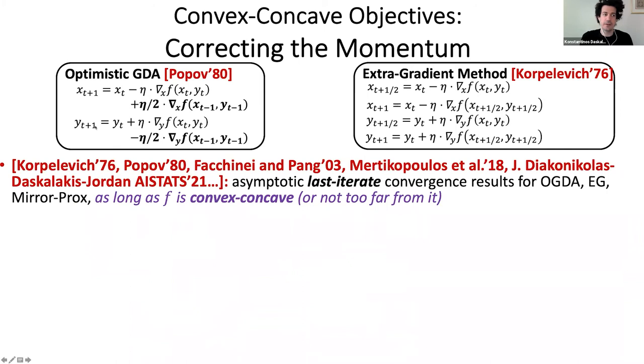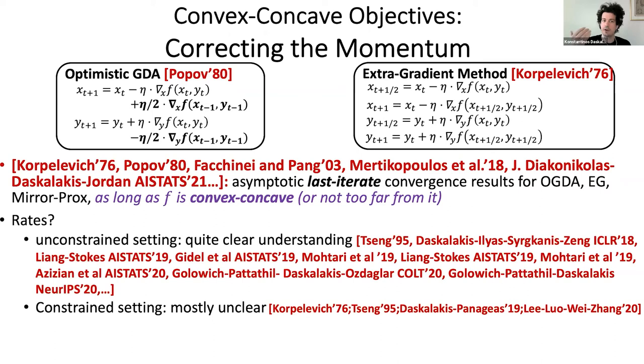As I said, this optimistic gradient descent ascent method goes back to the 80s, to Popov's paper. It's intricately related to another standard method that goes back even further to Korpelevich's paper from the 70s. Both of these methods are known to asymptotically exhibit last iterate convergence in convex concave problems. What recent years have seen is an effort to investigate the rates that these methods exhibit in converging to min-max equilibria in convex concave problems. We have seen a lot of work in the unconstrained setting, figuring out the rates that these methods exhibit for different kinds of convex concave objectives: bilinear, strongly convex, strongly concave, and so on.